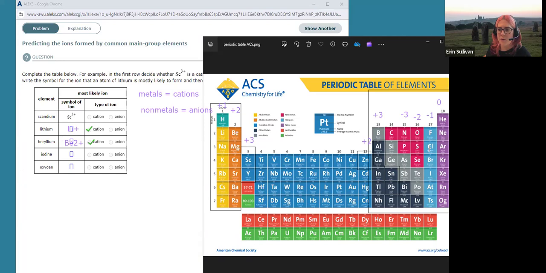Iodine over here in group 17, so that is a -1, right? So that's an anion. So I superscript minus, and then oxygen over here in group 16 is a chalcogen, so -1, -2, it's going to form a 2- anion, so check the anion box, and the symbol will be O superscript 2-. Okay, so just always go back to the periodic table to help you out with this one.